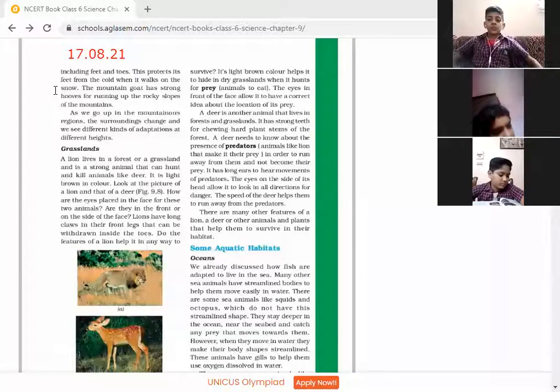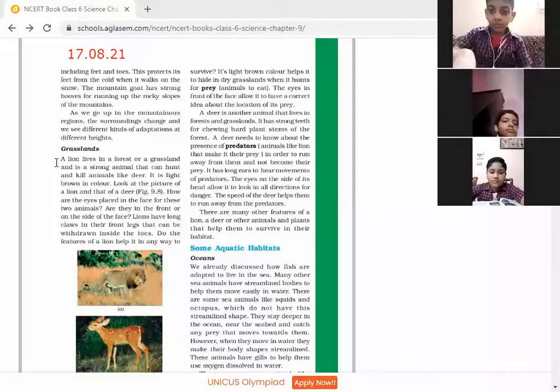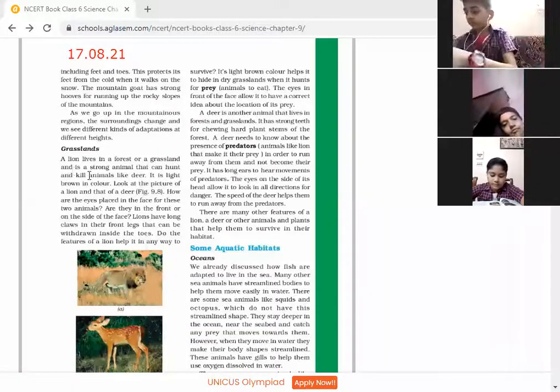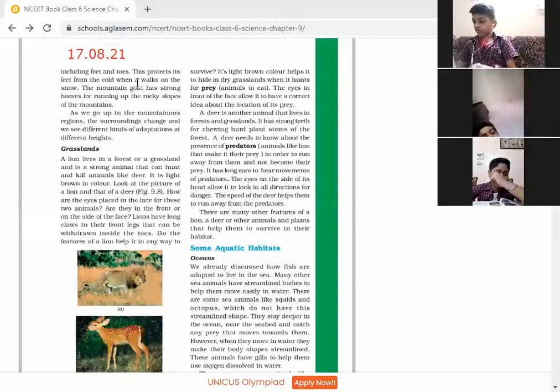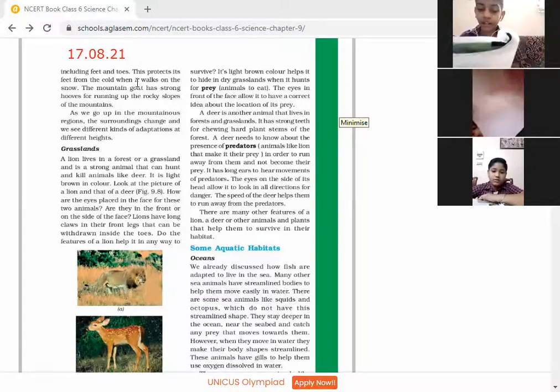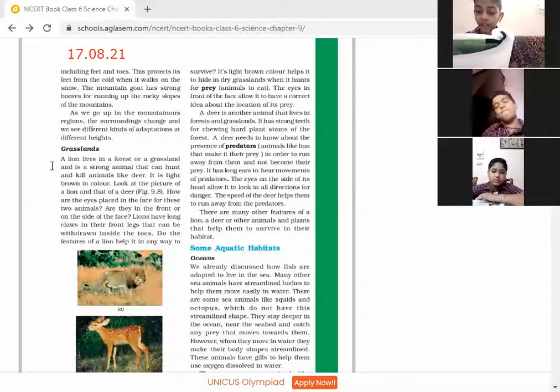So today we are discussing the grasslands. Now let's see which animals live in the grasslands and how they are adapted to that particular place. So Aditya Raj, kindly unmute. First of all, we are going to discuss the adaptations of lion, how it lives and where it lives, how camouflage takes place due to its color. Okay, beta, continue. Aditya Raj. Unmute, beta, unmute.